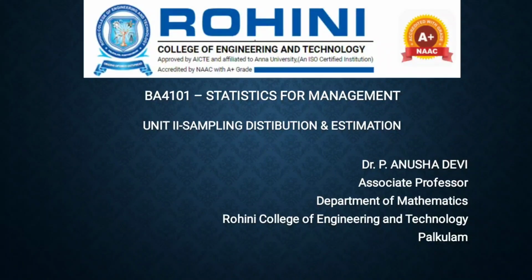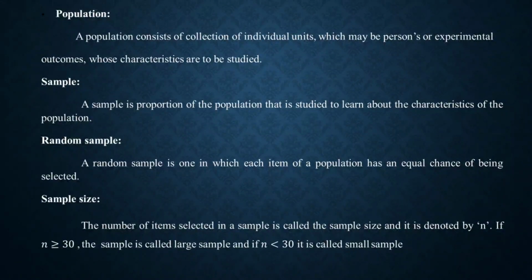Hi everyone. In this video we shall see the topic sampling distribution and estimation. First let us see what is population. A population consists of a collection of individual units, which may be persons or experimental outcomes, whose characteristics are to be studied. A sample is a portion of the population that is studied to learn about the characteristics of the population.